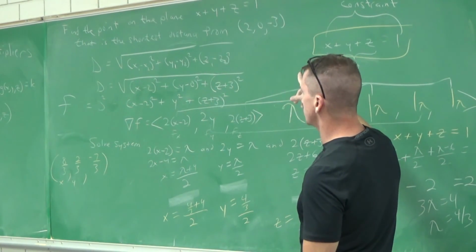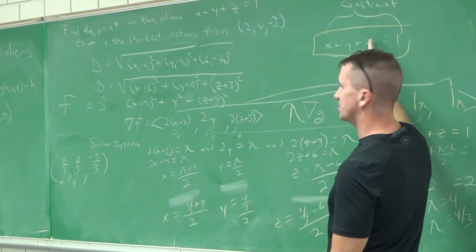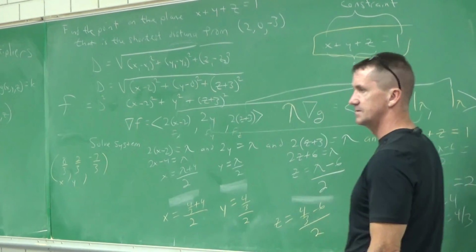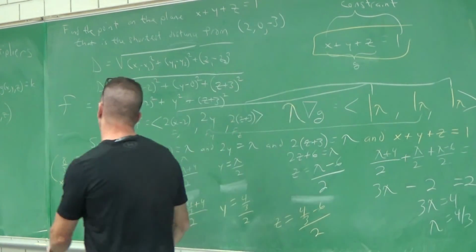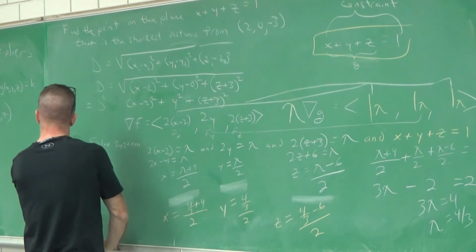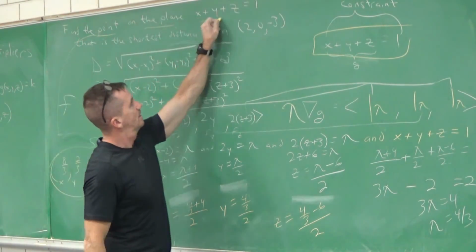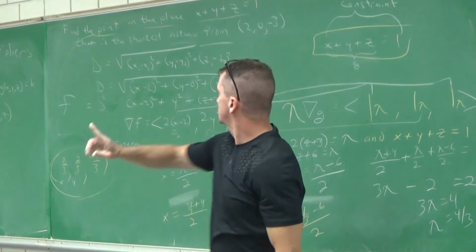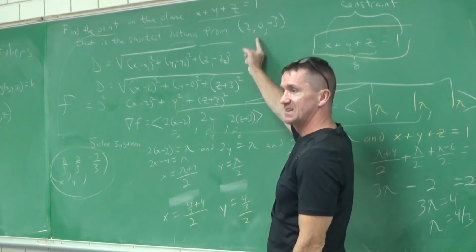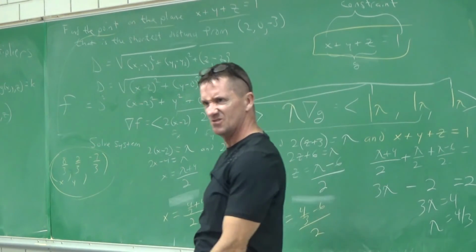8/3 plus 2/3 is 10/3. 10/3 minus 7/3 is 3/3. Yeah, we're good. Now that's the point on the plane. There's the answer. This is the point on that plane, x plus y plus z equals 1, that has the shortest distance in three-dimensional space to that point. Shortest distance. Isn't that cool?